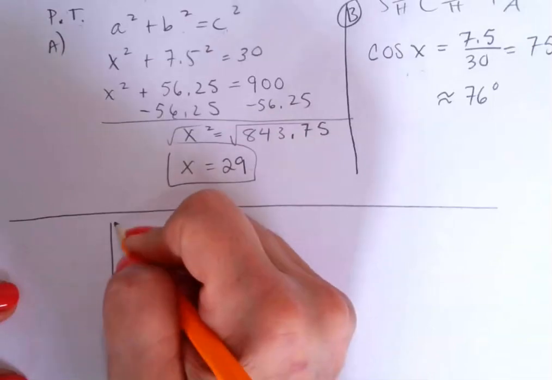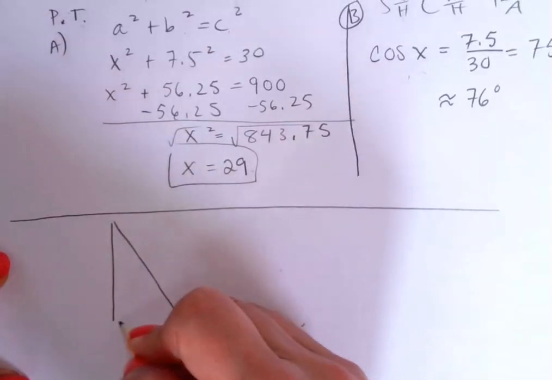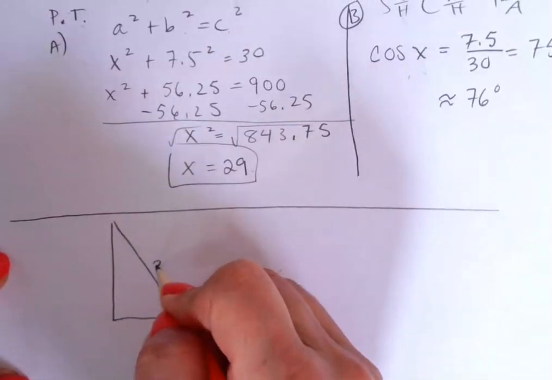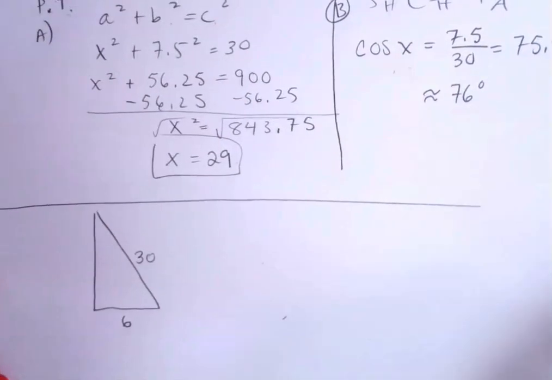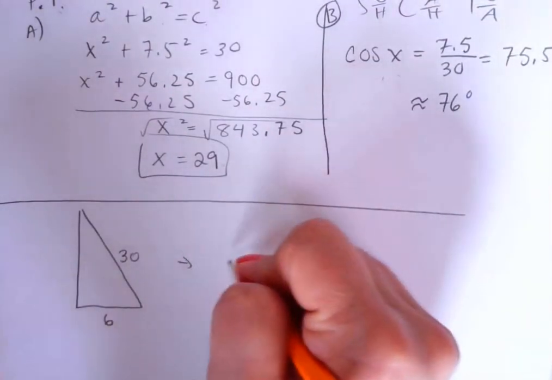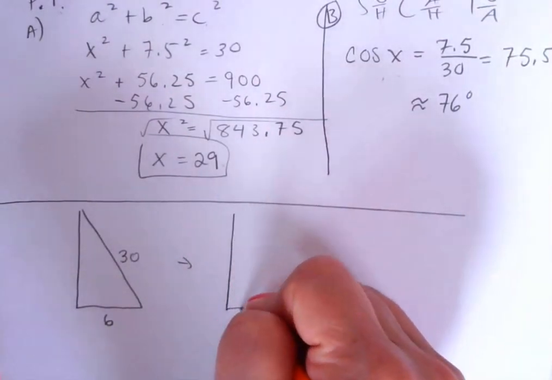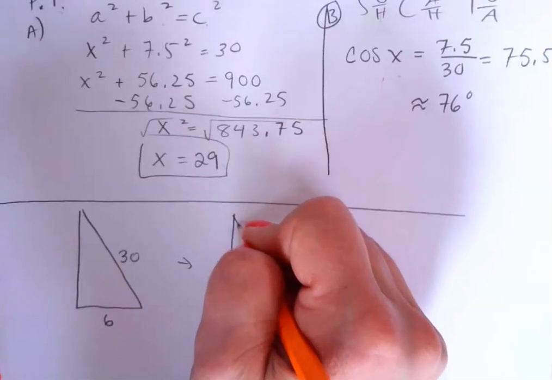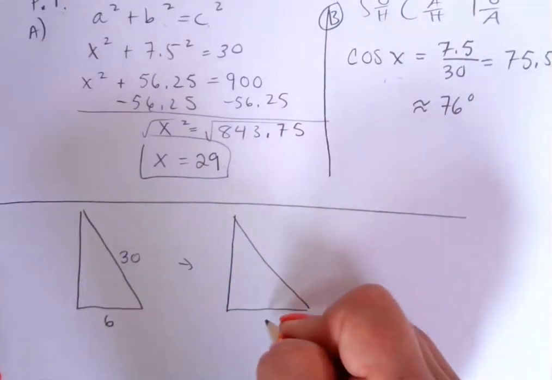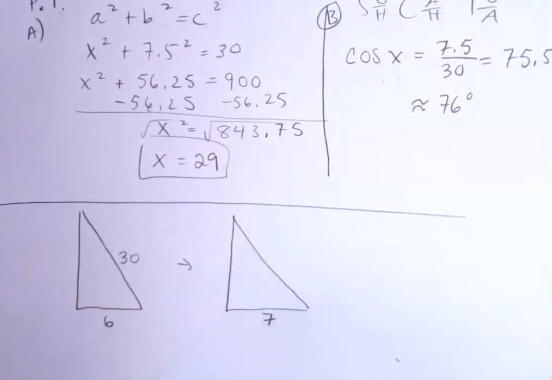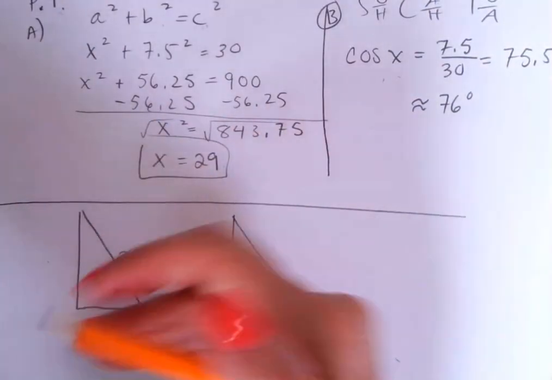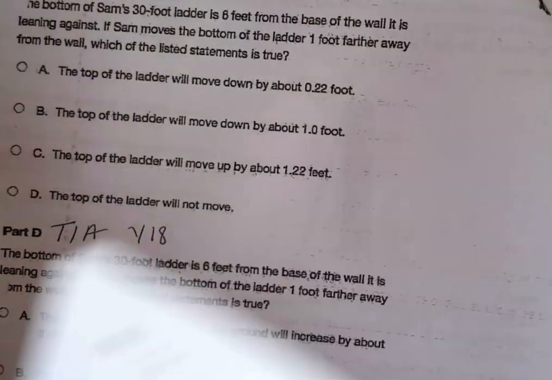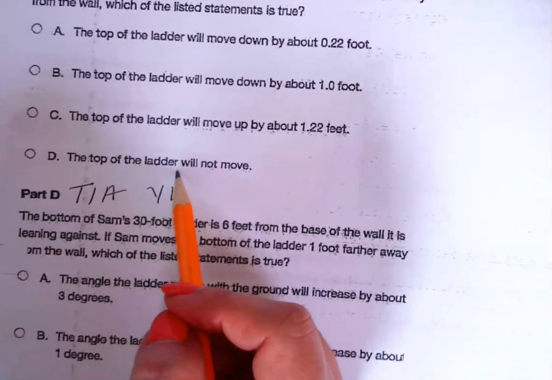Here's the wall. Here's the ladder. The ladder is still 30, but this is 6. And then what's going to happen is we're going to move the ladder. This time it's going to be 7 feet. And we want to know what's the difference, how far down will it move? Well, we can tell that it's going to move.